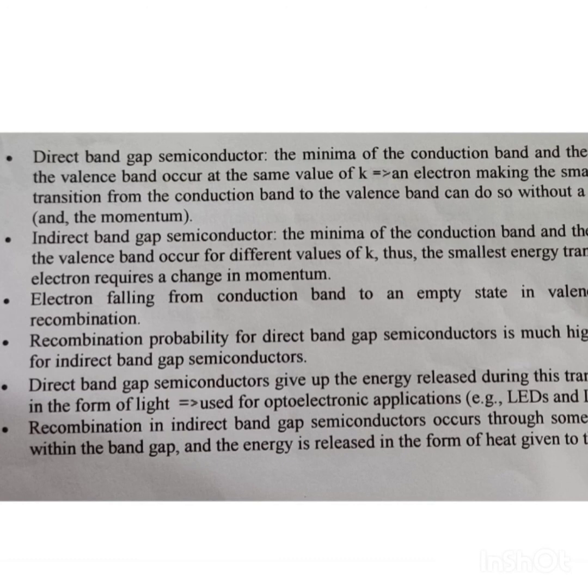Direct band gap semiconductors give up the energy released during this transition, that is Eg, Ec minus Ev, in the form of light. This property is used for optoelectronic devices like LEDs and lasers. The recombination in indirect band gap semiconductors occurs through some defect states within the band gap, and the energy is released in the form of heat given to the lattice. So this much about direct and indirect band gap semiconductors.